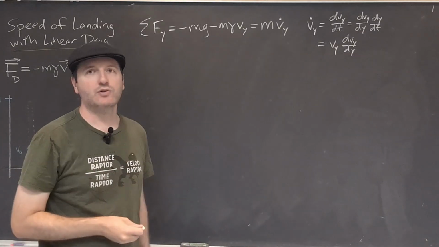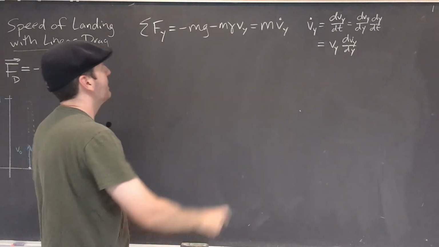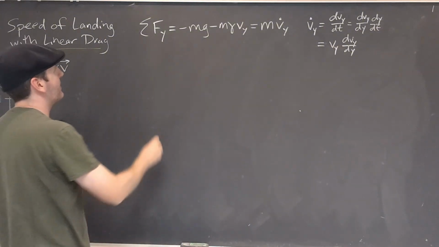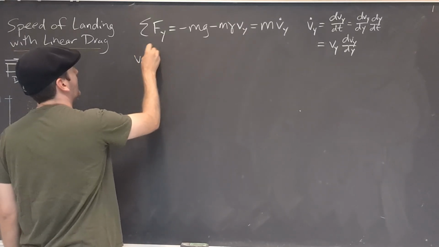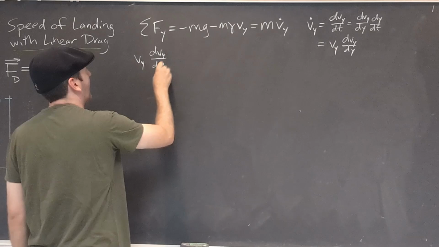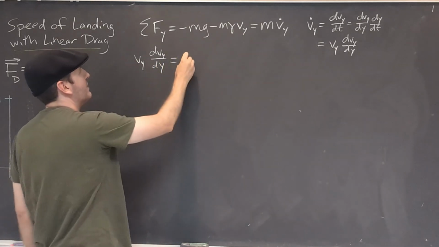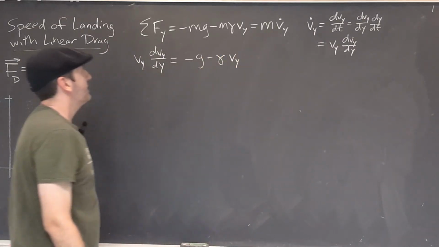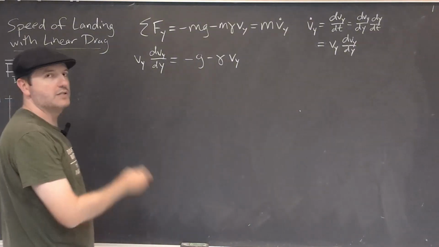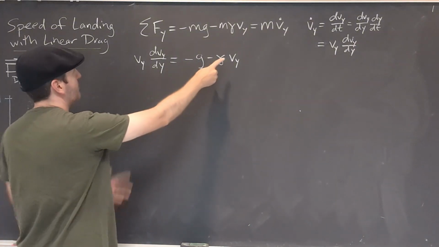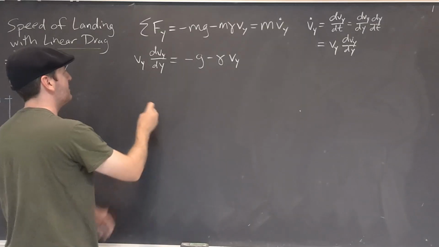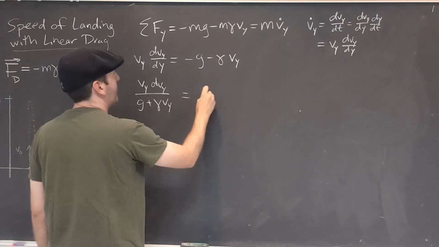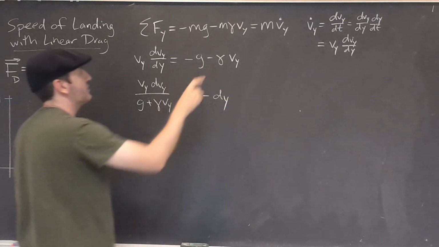Now I've got a derivative with respect to position instead of time. Notice that the m's cancel out. That's partly why I decided to factor an m out here. And we'll be left with vy dvy dy. I'm moving that to the other side. Will be minus g minus gamma vy. Now this is a nice separable equation, so let's separate variables. I'm just going to pull everything except for the minus sign down to the denominator here. And I will move the minus sign and the dy to the right-hand side.